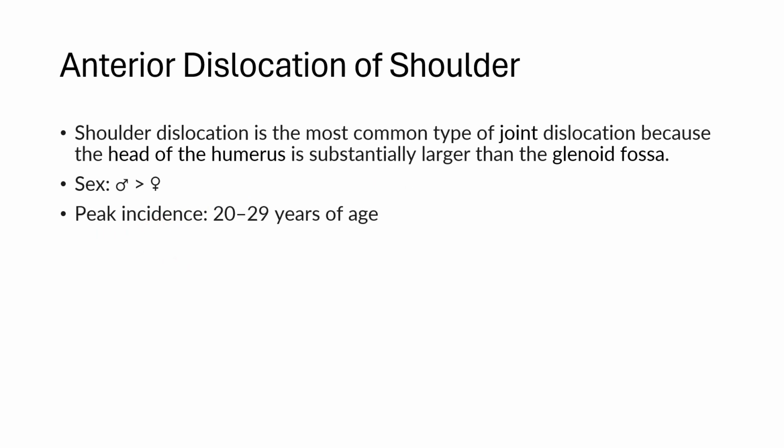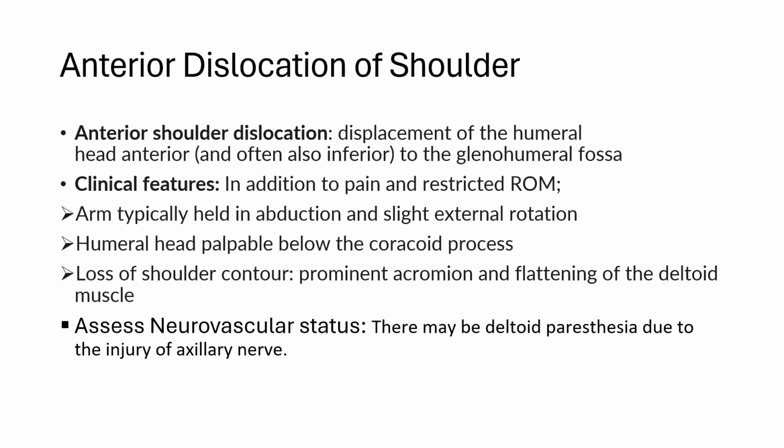It occurs in young patients 20 to 29 years of age. Anterior shoulder dislocation is displacement of the humeral head anterior and often also inferior to the glenohumeral fossa.